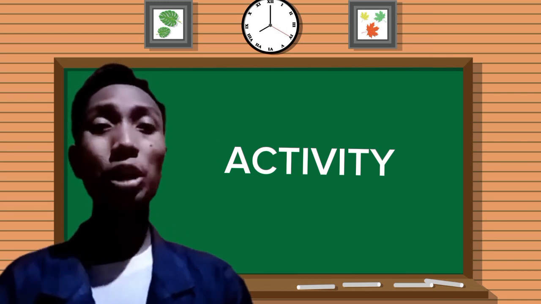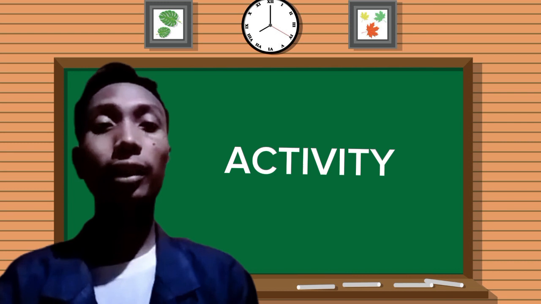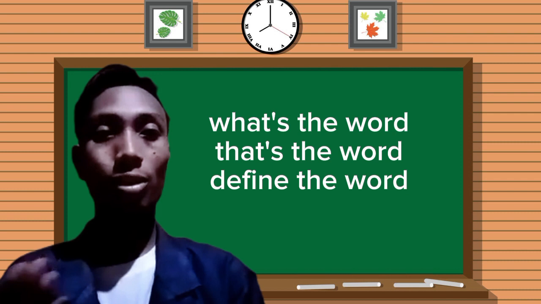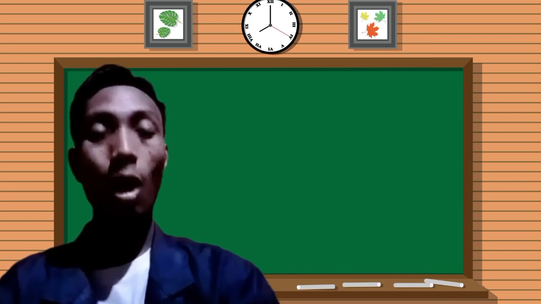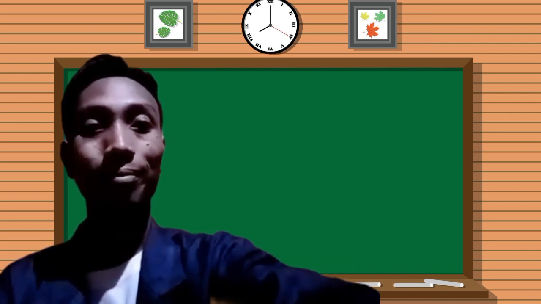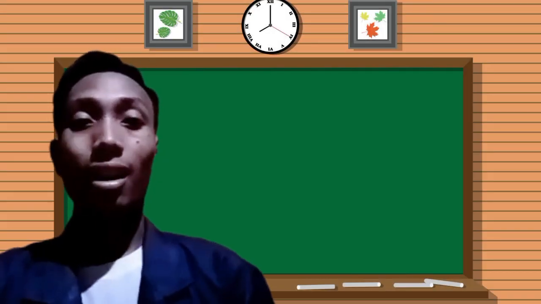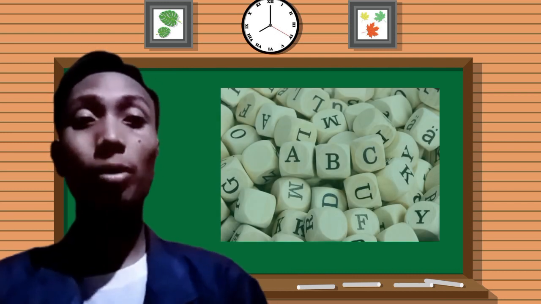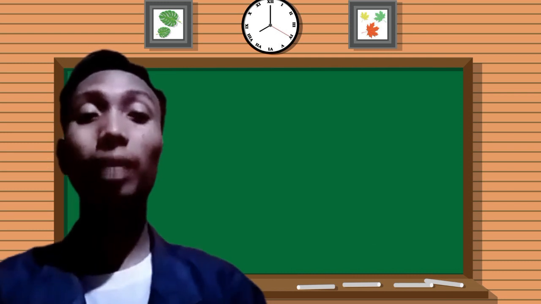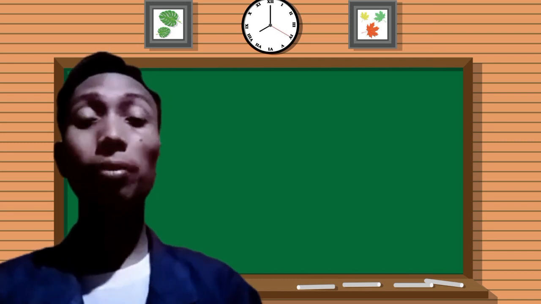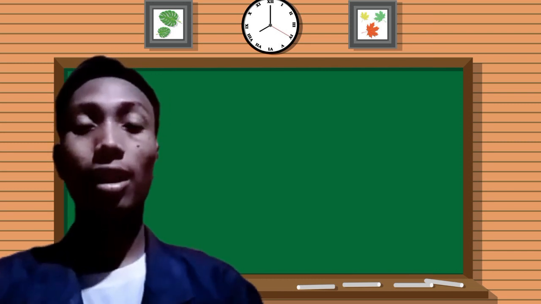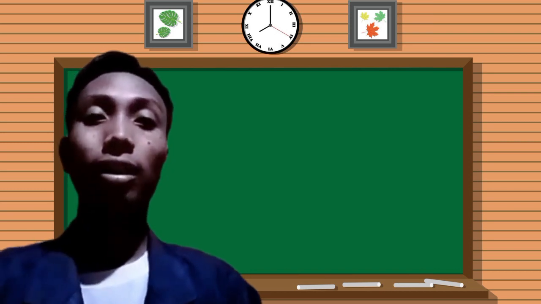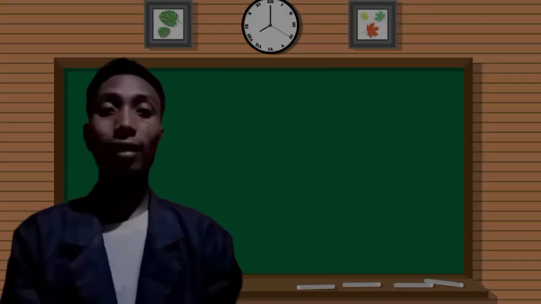Class, I prepared another activity today. By the way, class, are you familiar with this activity? What's the word? And that word defines the word. Okay, very good. Okay, class. Inside that envelope, there are some words that have been scrambled. All you need to do is to complete the letters, and you will be given 15 seconds to complete it. Did you get it, class? Okay, very good. You may start now.